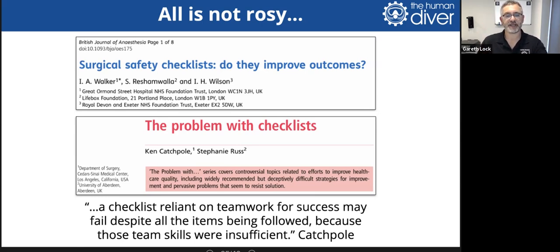And then another piece here, from Ken Catchpole: a checklist reliant on teamwork for success may fail despite all the items being followed, because those team skills were insufficient. So that's about communication, leadership, creating a shared mental model, which is what I'm talking about in a lot of the aviation side. Or sorry, when I'm trying to bring in crew resource management and non-technical skills.